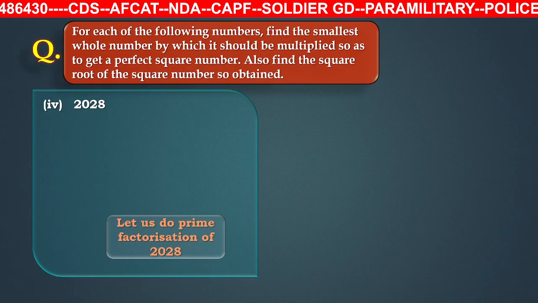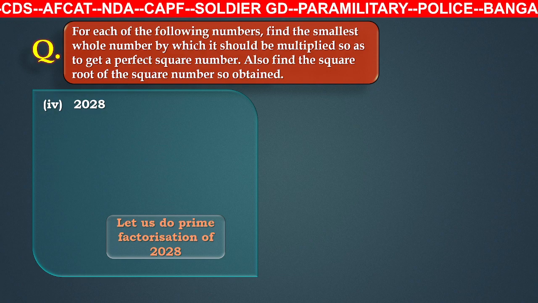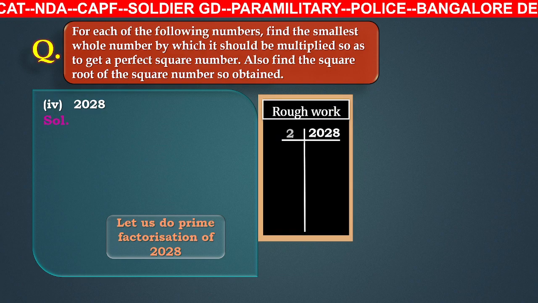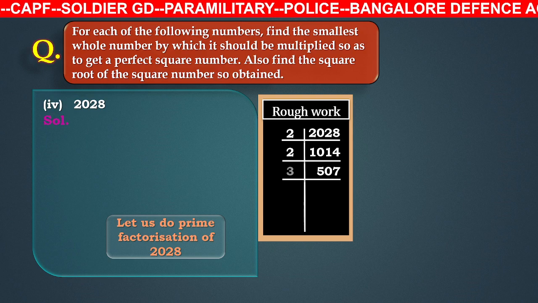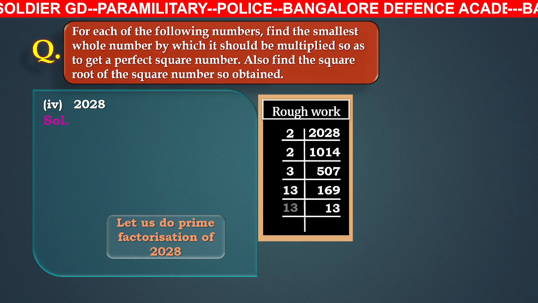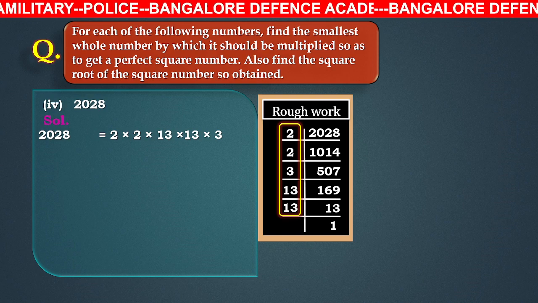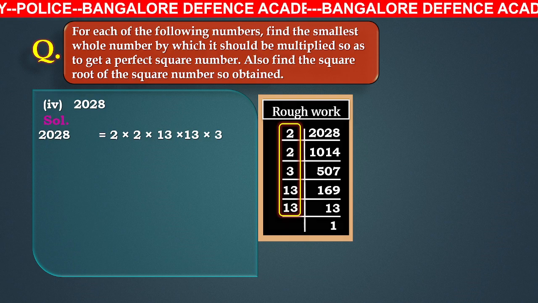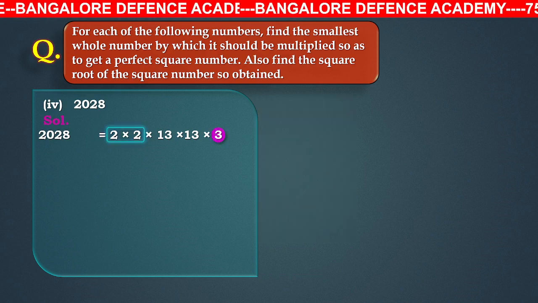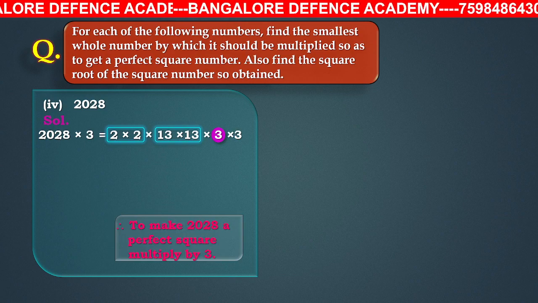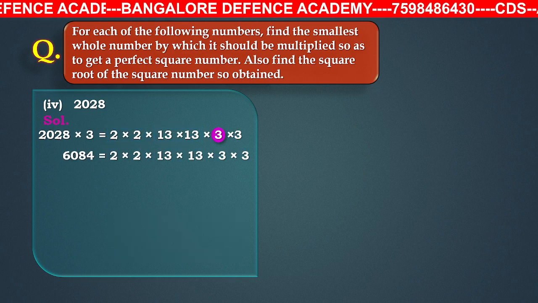One more example, one more question for practice. 2028. I keep dividing by 2. So this is what I get when I factorize it. Okay, I can easily see that one number, that is 3, has no pair. So I'm going to multiply this with the number 3. So if I multiply it with 3, I get 6084.